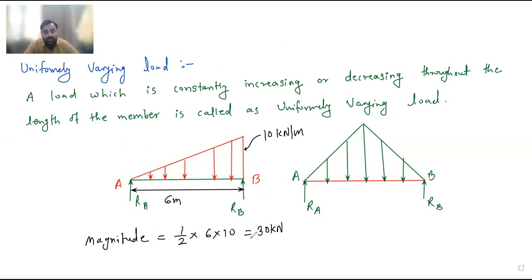So it is 30 kilonewton. This is the point load. This is the conversion of this UVL into the point load. Now from where it is acting? That is the most important thing. From where it is acting. So I will tell you the direct formulas for the CG.